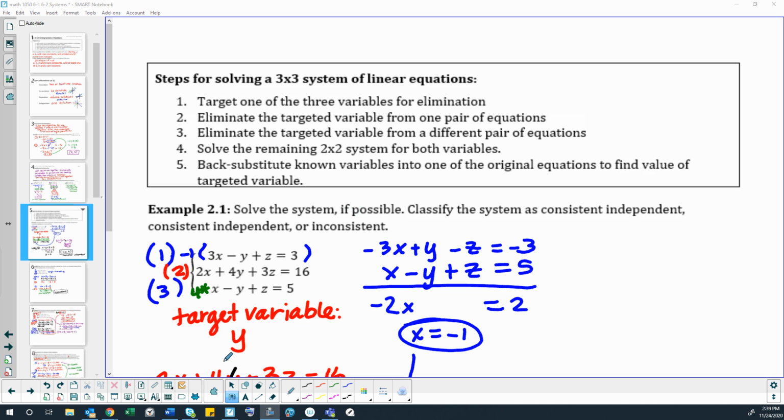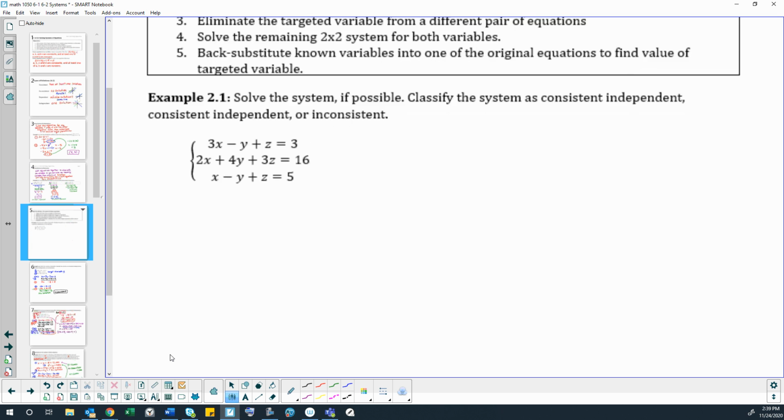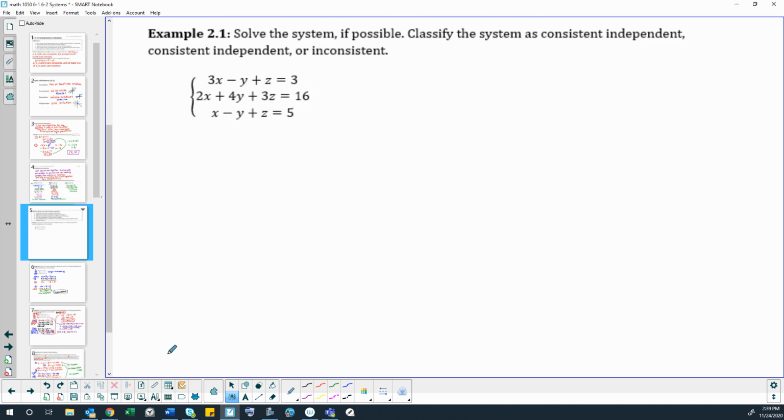All right, I'm going to go ahead and delete out my work from previous years, and let's do this. Solve the system if possible. Classify the system as consistent and dependent, there's a typo there, dependent, or inconsistent. I didn't see that earlier.